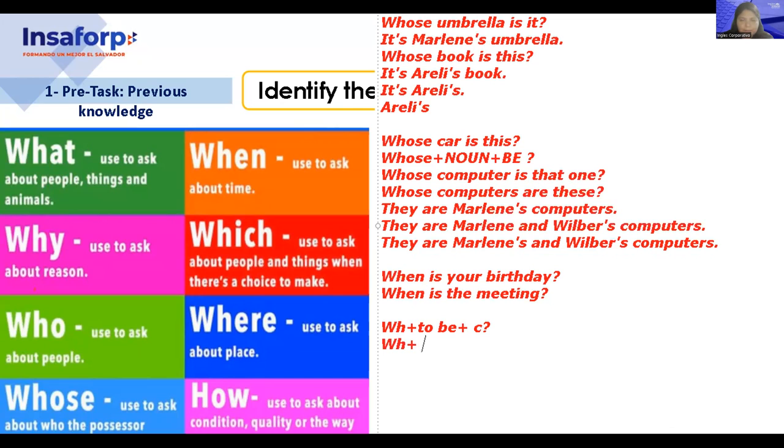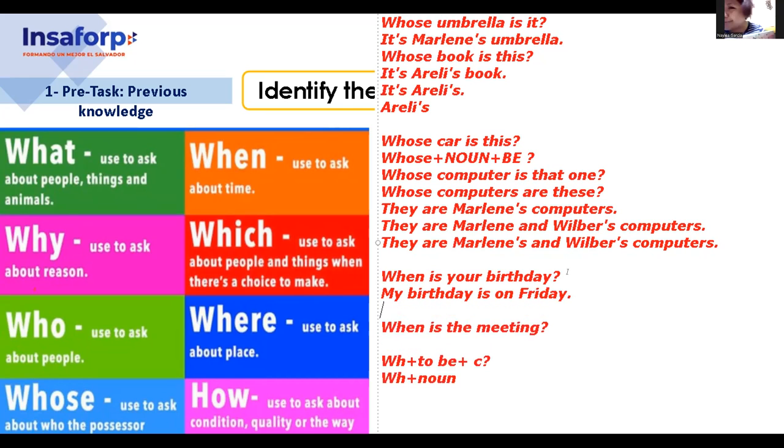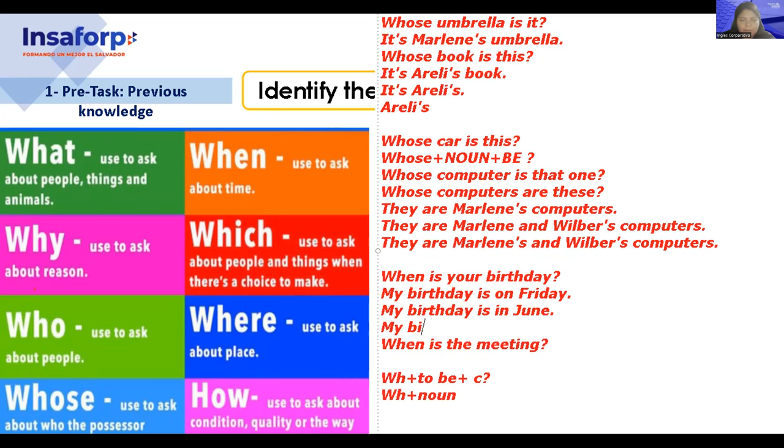También podría ser así. Teacher, respondiendo a la pregunta de when is your birthday? It's my birthday Tuesday, Friday. My birthday is on Friday. Is it true? Yes. Ah, okay, nice. So we're going to sing the happy birthday on Friday. My birthday, it's on Friday. También podemos ser más específicos, ¿verdad? Dar una fecha exacta. Podemos decir el mes, por ejemplo. My birthday is in June. My birthday is on, for example, let's say, February.